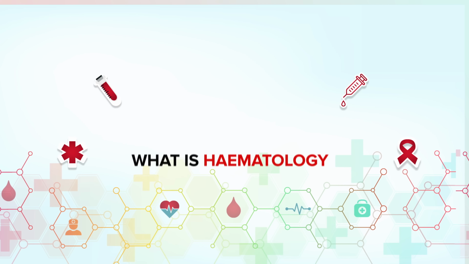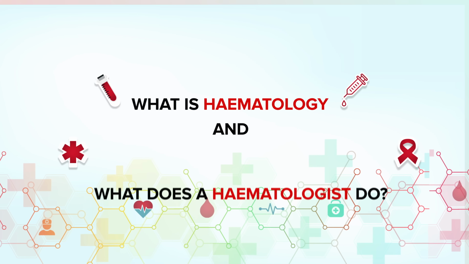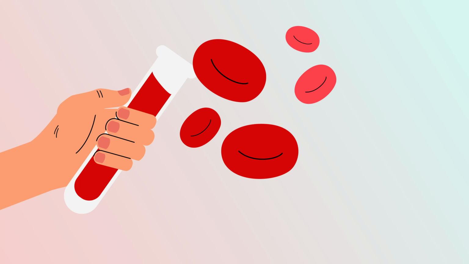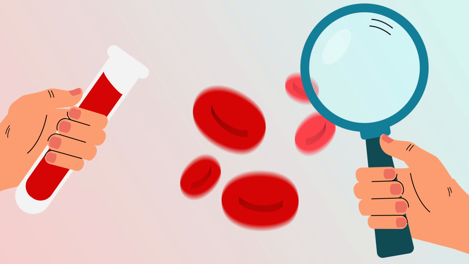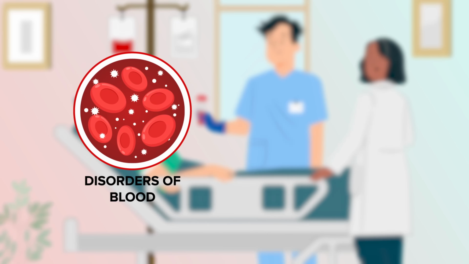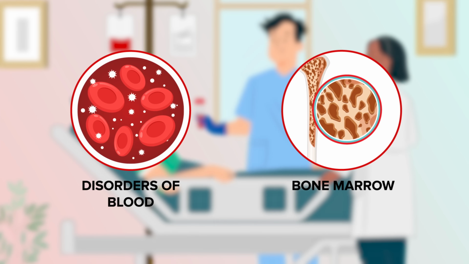Welcome! What is haematology and what does a haematologist do? Haematology is simply the study of blood. It involves diagnosing and treating patients who have disorders of the blood or bone marrow.